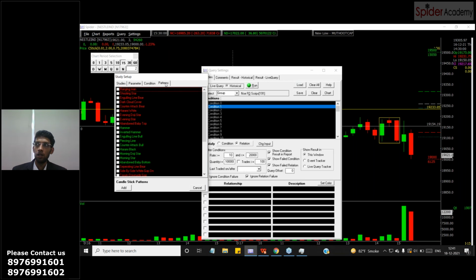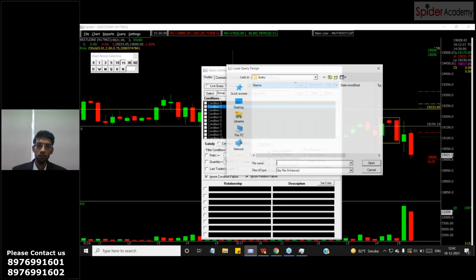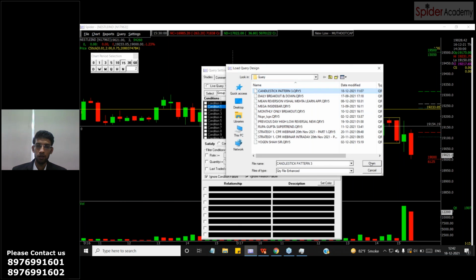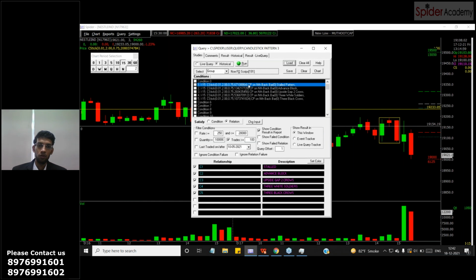And in patterns I can use these patterns. Whichever pattern I want, I can select individually, and I can also select all of them together. But the thing is, if I select all together, all of them will come under one condition, and you will have to search for the name. So that you can use and add in this candlestick pattern. I have already created one, I'll show you. Under candlestick pattern, I can open it. I have given a name and given a condition to every pattern.